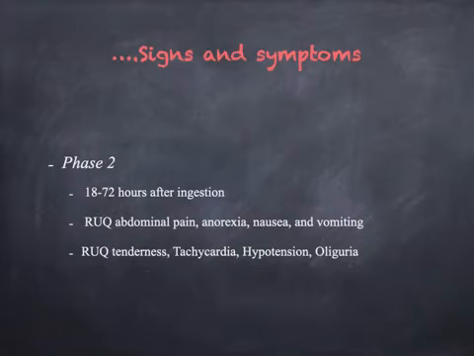Phase 2 occurs 18 to 72 hours after ingestion. Patients develop right upper quadrant abdominal pain, anorexia, nausea, and vomiting. Right upper quadrant tenderness may be present. Tachycardia and hypertension may indicate volume losses. Some patients may report decreased urinary output.